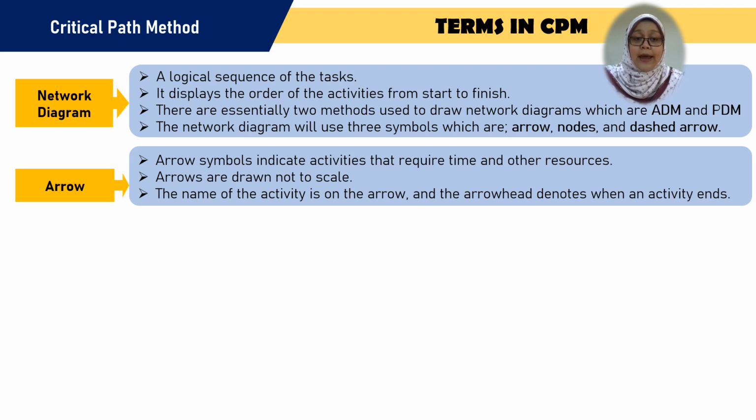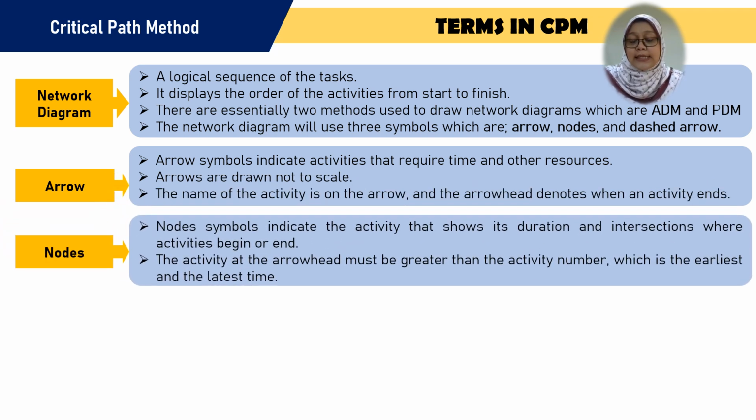Arrow. So an arrow is a symbol that indicates activities that require time and other resources. These arrows are drawn not to scale, and the name of the activity is on the arrow, and the arrowhead denotes when an activity ends.